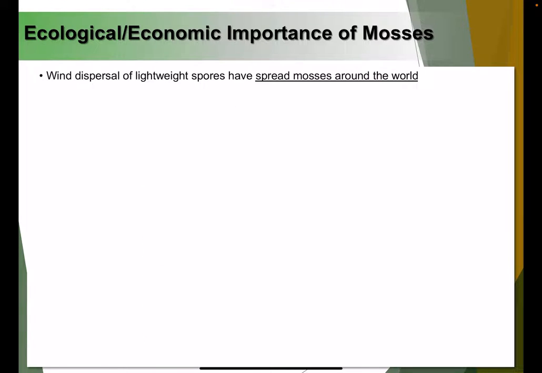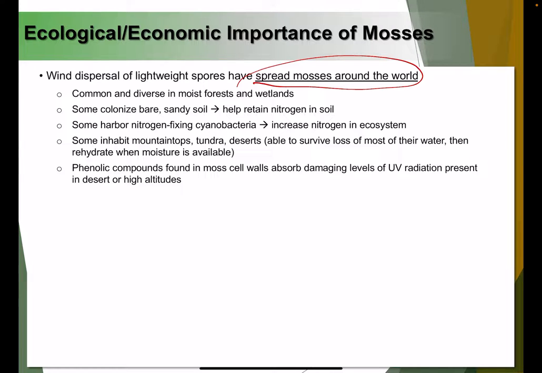Okay. So finally, we will discuss the ecological and economic importance of mosses. First of all, the wind dispersal of lightweight spores has actually spread mosses all around the world. Again, going back to what I said earlier, we can see mosses everywhere, wherever you live. They are usually common and diverse in any moist forests and wetlands. Some actually can colonize bare, sandy soil. There are different mosses, so they can colonize different areas.